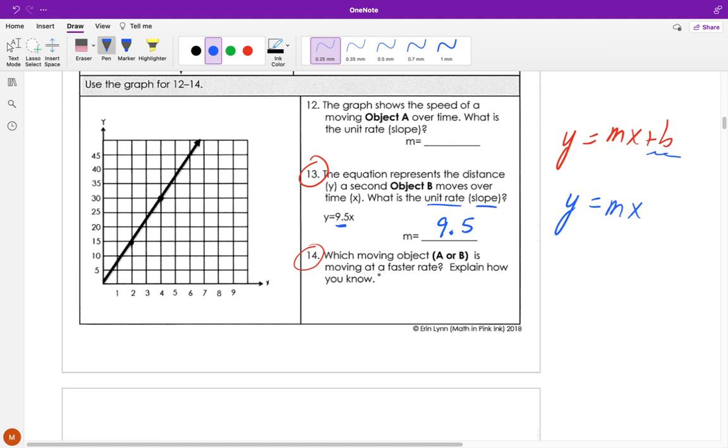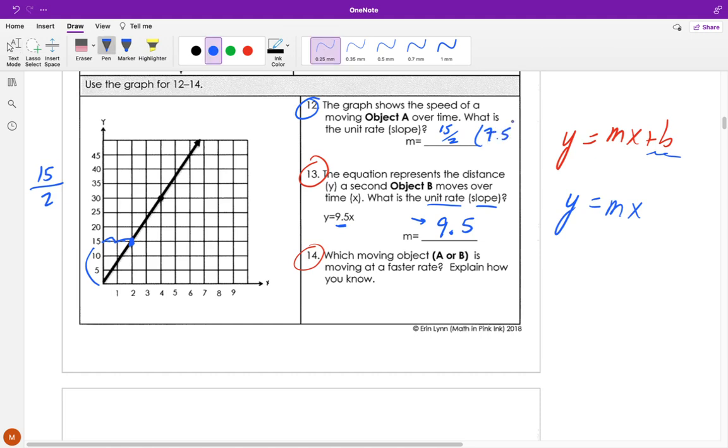Which moving object, A or B, is moving at a faster rate? So we have to do that number 12 in order to solve for number 14. Well, here I see that this point is going through the corner. So I'm going up 15. So my change in y is 15. And I'm going over 1, 2. So my change in x is 2. Well, this slope is 15 over 2. But since the other one's put in decimals, I'm going to say it's 7.5.